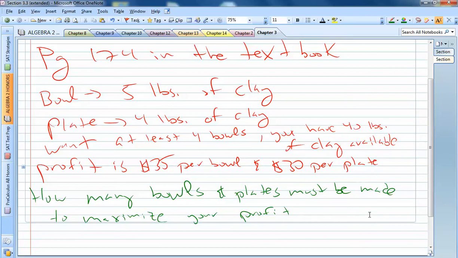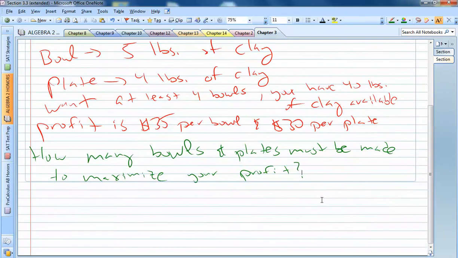Well, this does seem like a pretty tricky question. You know, you could try guess and check. Maybe you can say, okay, I'll make like 6 bowls and maybe 2 plates and try to work out the numbers. But if you really want a precise way to get the answer and be confident that you have the right combination of bowls and plates to get the maximum profit, here's what we're going to do.